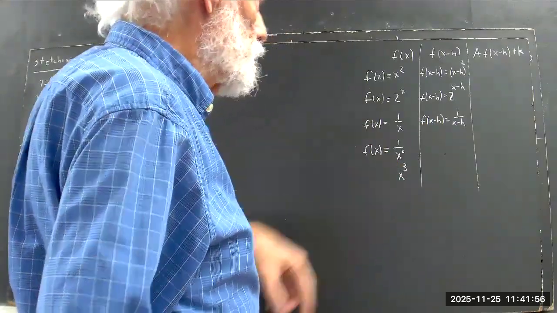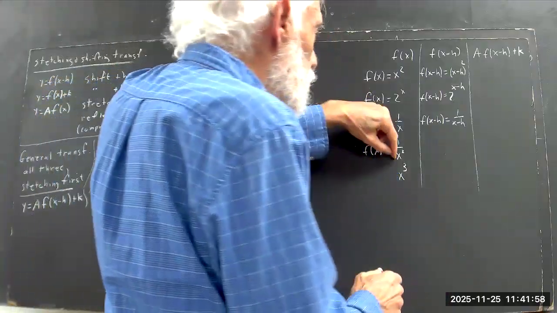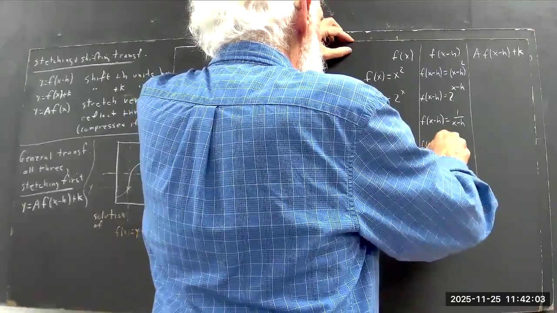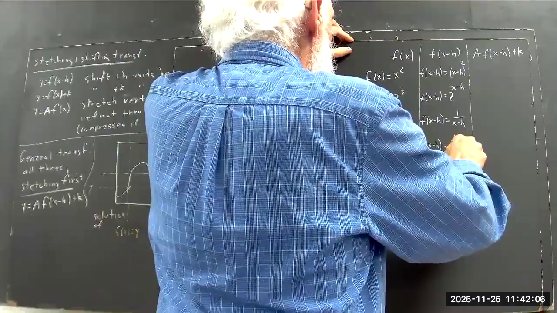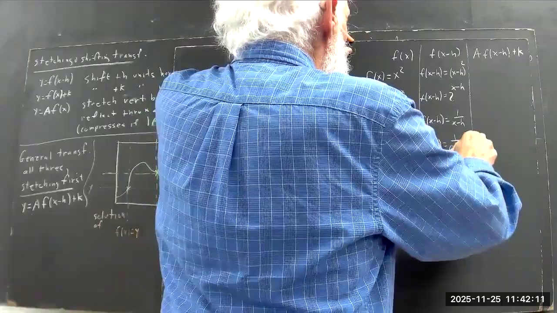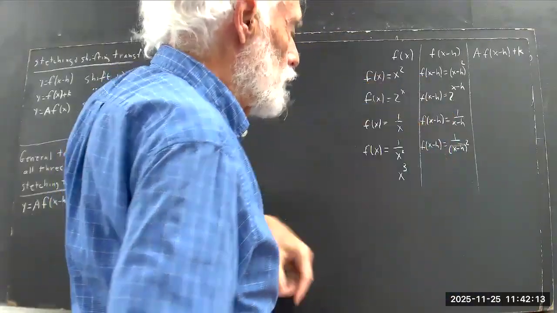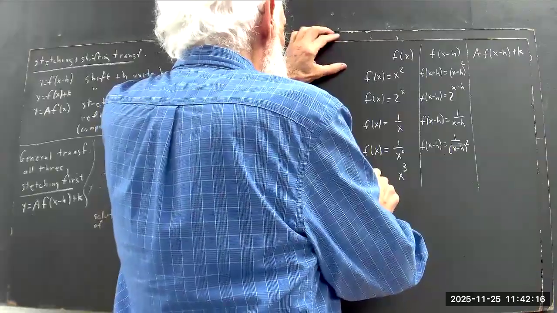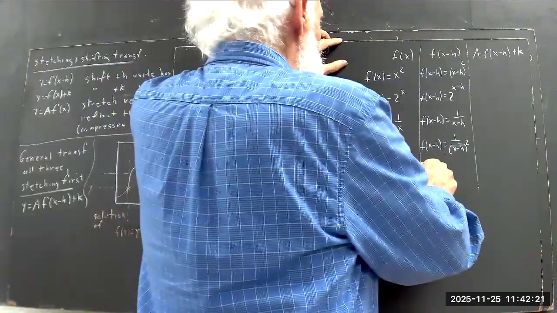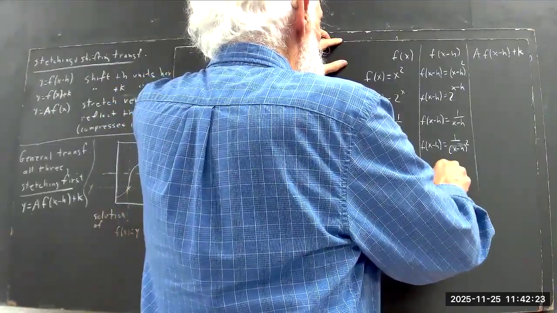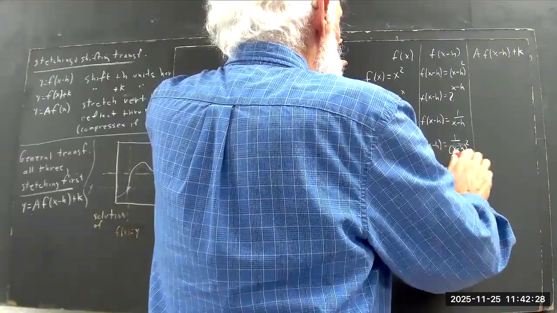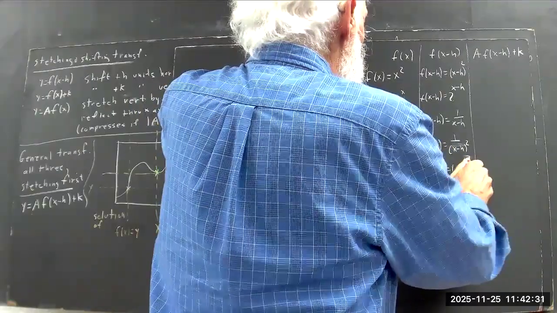F of x equals 1 over x squared. Replace the x's by x minus h. We get f of x minus h is 1 over quantity x minus h squared. If f of x equals x cubed, then it should be clear that f of x minus h equals x minus h cubed.